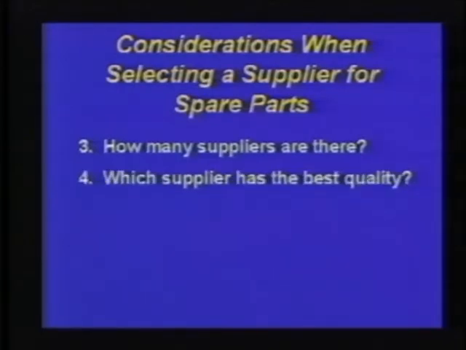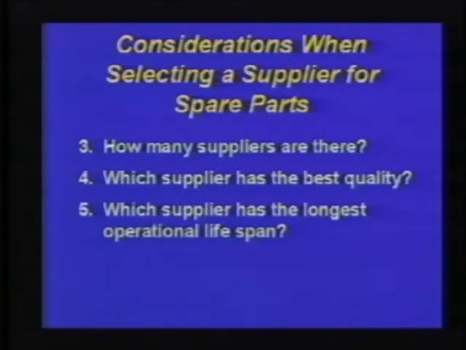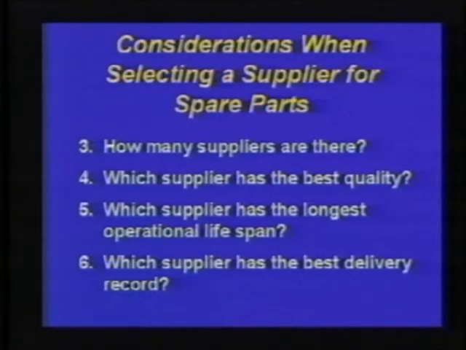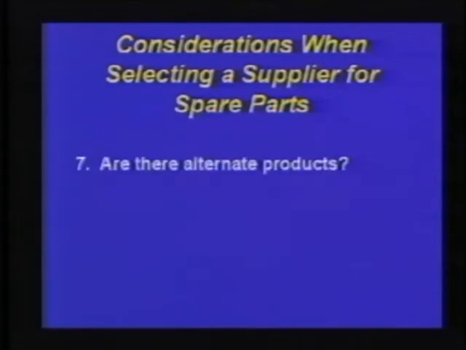Which supplier has the best quality, which supplier has the longest operational lifespan. See, these are data elements that should be known by purchasing within the maintenance management program. Which supplier has the best delivery record? Are there alternate products? Well, that is like a substitute, but purchasing can't go out and recommend substitutes by itself.